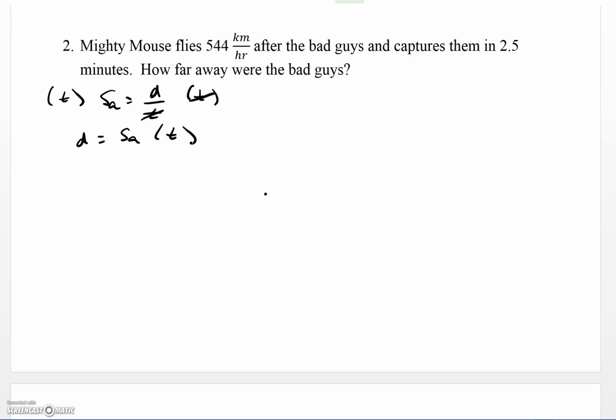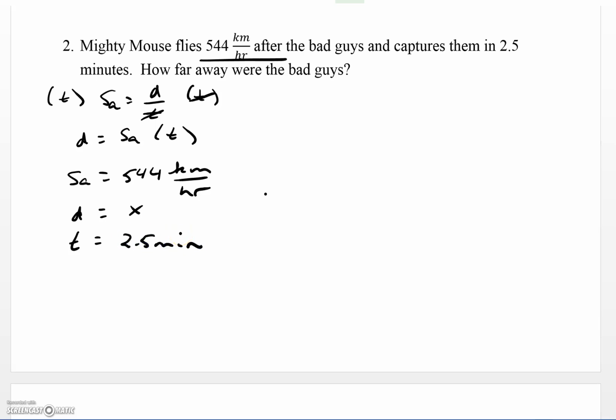Now we want to plug in our variables. Our average speed in the problem is 544 kilometers per hour. Distance is what we're trying to solve for, so we're going to say x. And our time that we're given is 2.5 minutes.